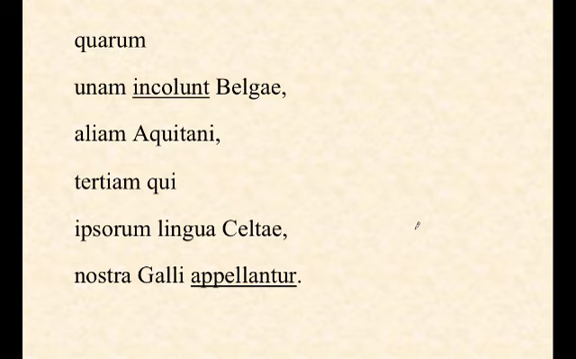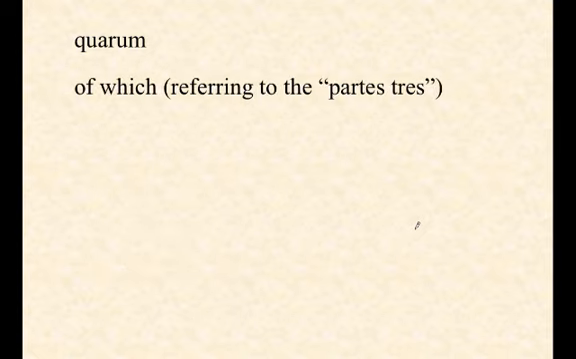Incolunt is your main verb. It's new to you, it just means to dwell. The only other verb in the passage is appellantur. Quarum, of which, it's referring to the three parts. So into three parts. Of which parts, unam incolunt Belgae. Okay? Aliam Aquitani.